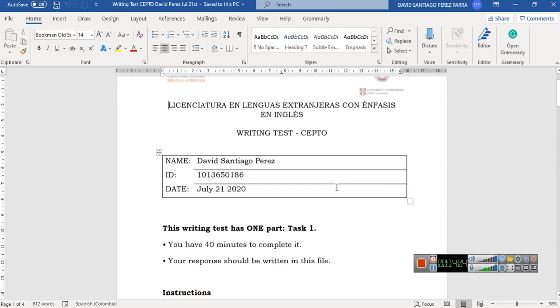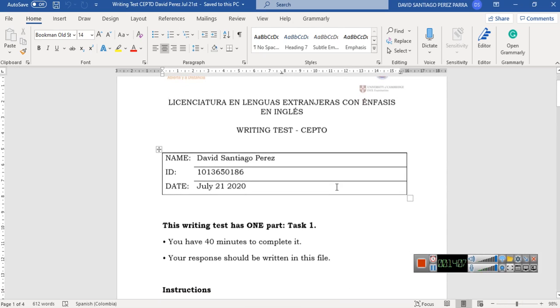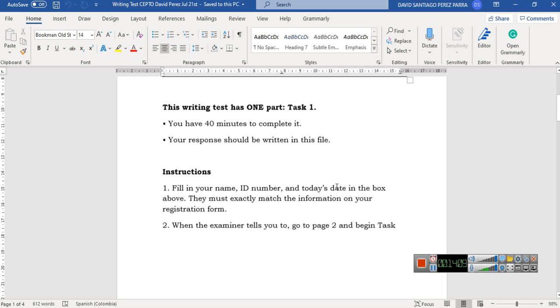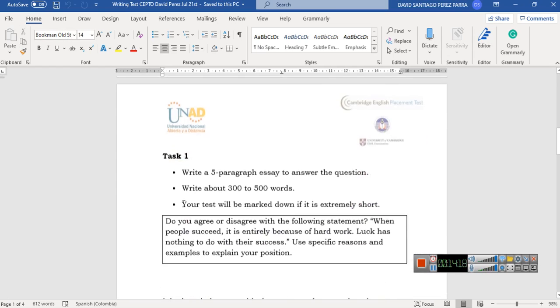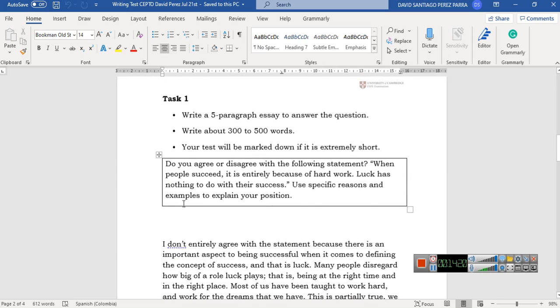Okay, this is the exercise that you're going to get. You're going to write down your name. The writing test, you have 40 minutes to complete it. Your response should be written in this file. Instructions, fill in your name and ID. Okay. Task 1. Write a 5-paragraph essay to answer the question. Write about 300 to 500 words. Your test will be marked down if the text is extremely short. So there you got it. You need to make it long. You need to talk about things that weren't even considered for your exercise.